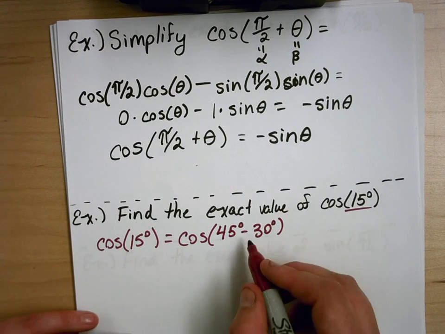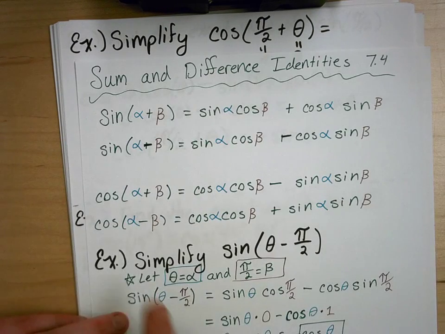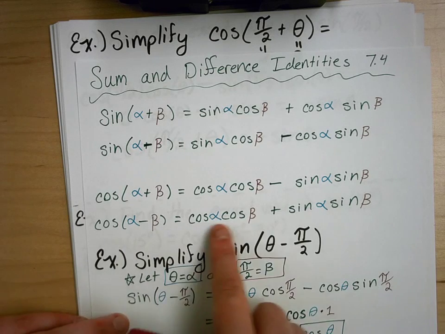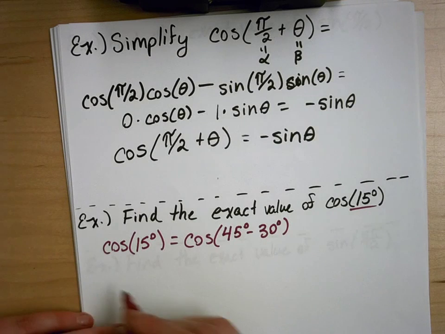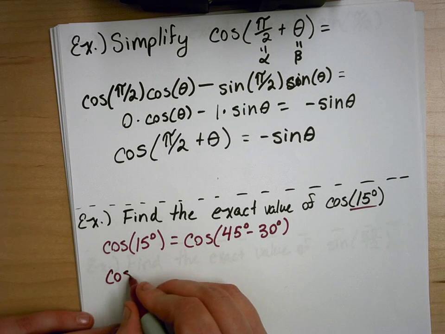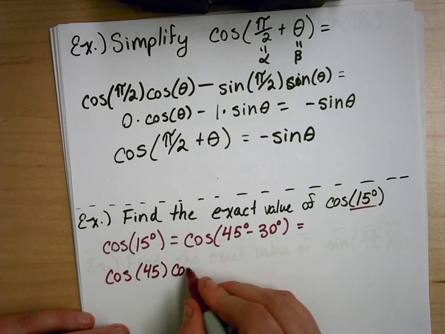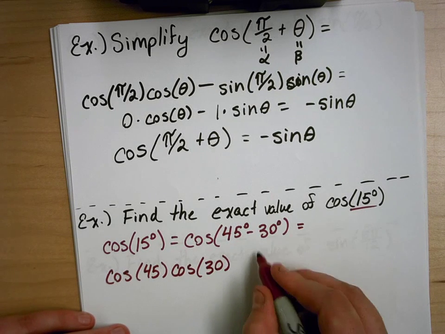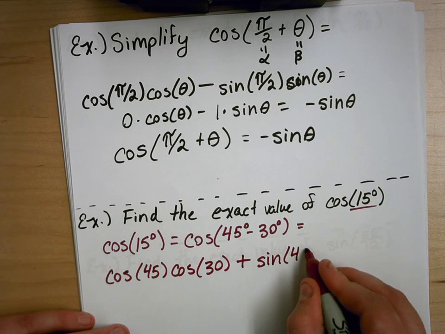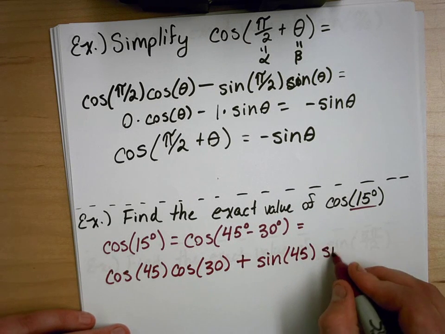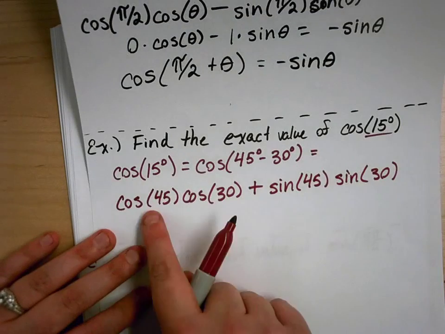All right, so then I would use my sum and difference formula, which would be this one right here. So remember, I'm going to be adding here instead of subtracting. So that's going to give me cosine of 45 times cosine of 30. Remember, I'm subtracting, so I'm going to add sine of 45 times sine of 30. Now I can look at the unit circle and I know all of these values.